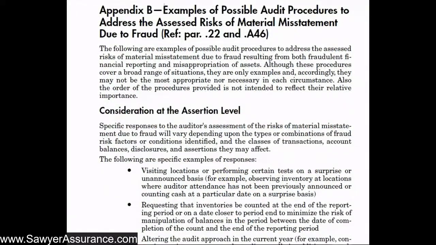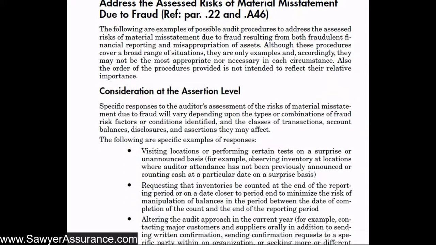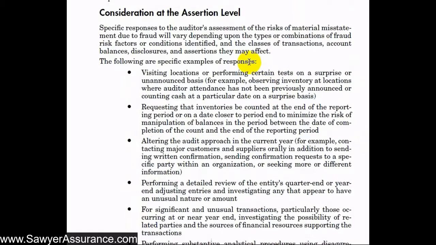Okay, so now we're down in Appendix B, where we have some examples of possible audit procedures to address the assessed risk of material misstatement due to fraud. And this is at the assertion level. And of course, our use of any of these is certainly dependent on, and will vary depending on, the types or combinations of fraud risk factors or conditions identified, and class of transactions, account balances, disclosures, and assertions they may affect. But we can go through a few of these just to get a good idea of what we could do to respond to our risk of material misstatement due to fraud in different ways.